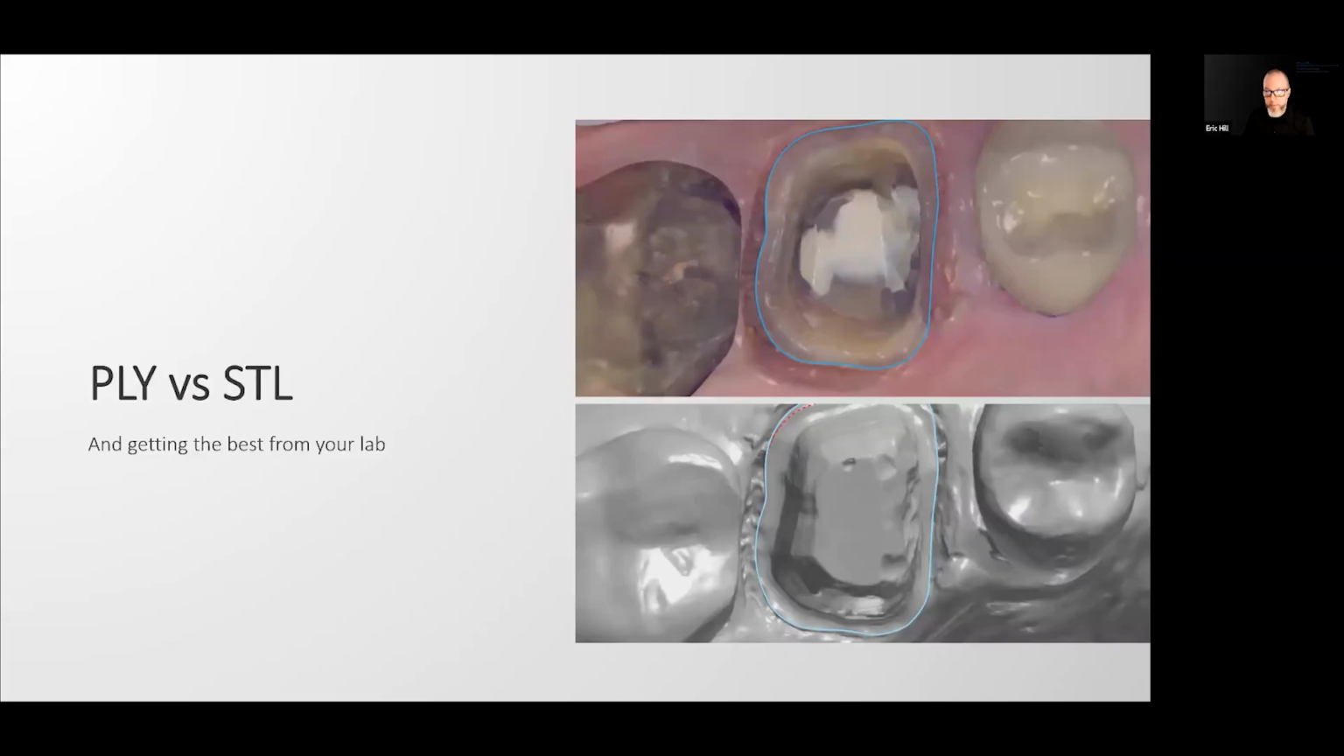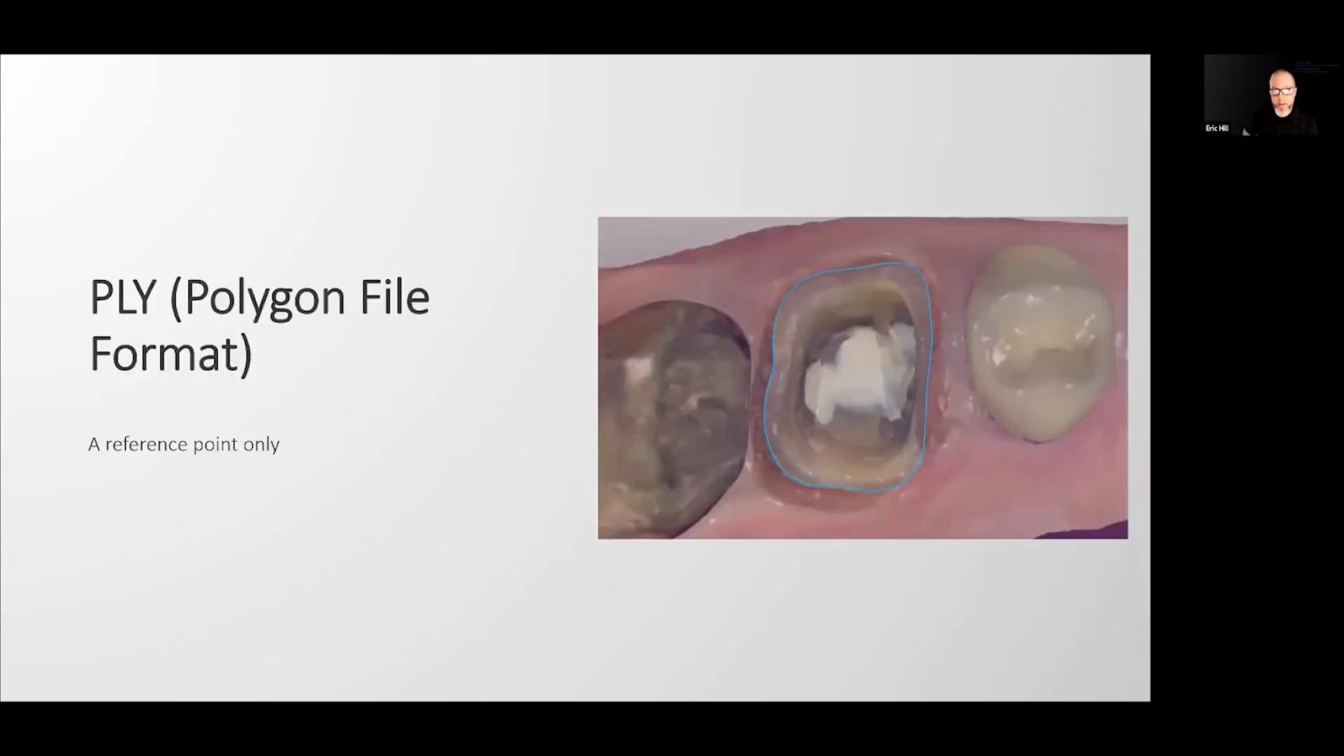PLY versus STL. I'm assuming everybody in the chat or anybody on this probably knows what STLs are, but maybe you don't necessarily know what a PLY is. A PLY is a polygon file format. And what I like to tell doctors is to not necessarily use this as a representation of you getting good margins. Because of that, what I really mean by that is you can certainly see what you think is a very clear margin because you're seeing a distinction between the tissue and the tooth.